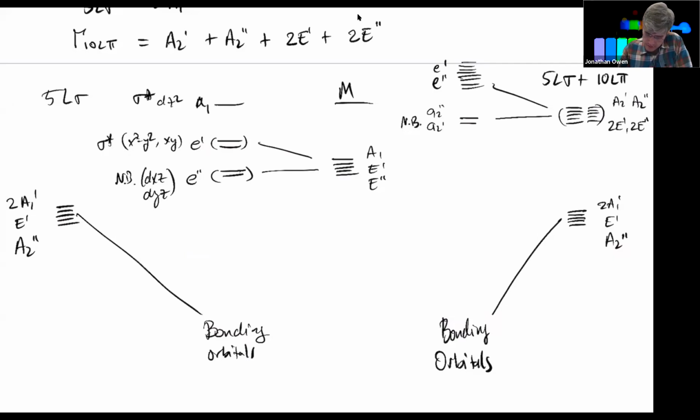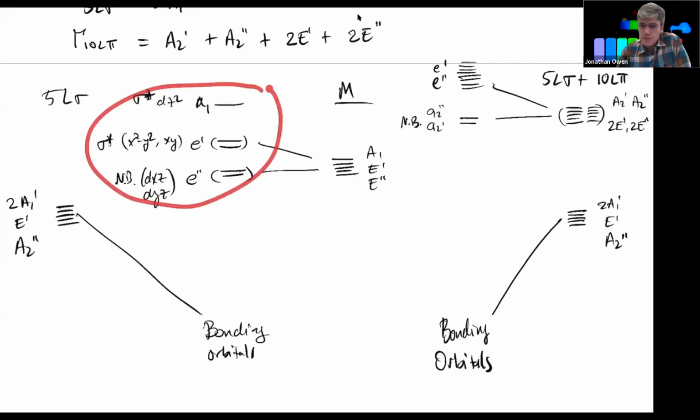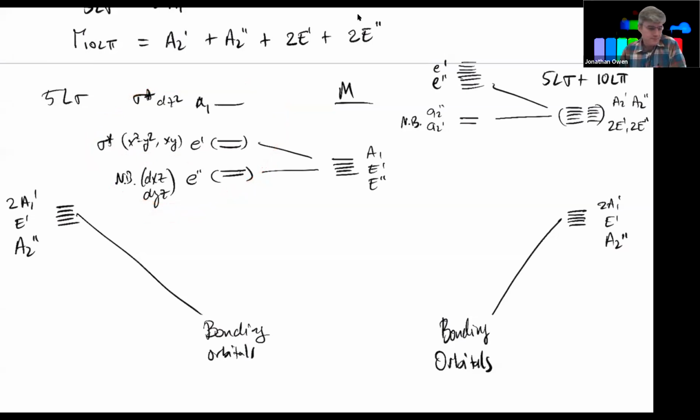And let's take a look at what we got on this side. Okay, so we've got E prime and E double prime that come from sigma bonding, the sigma only picture. One of them is associated with the xz, yz. The other is associated with the x squared minus y squared and xy. So what happens when we make a connection now? Well, this E double prime is going to drop. The E prime is going to drop.